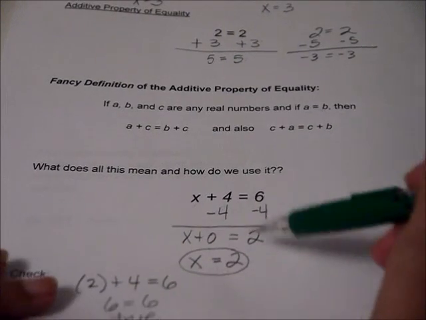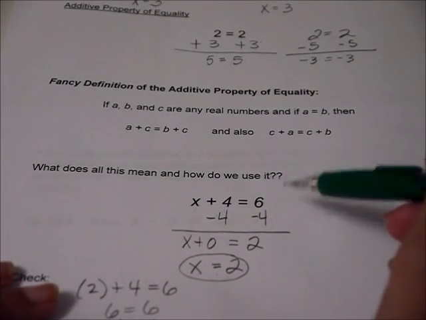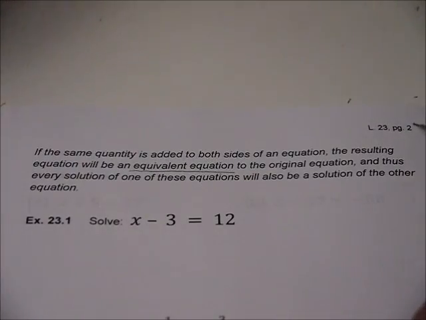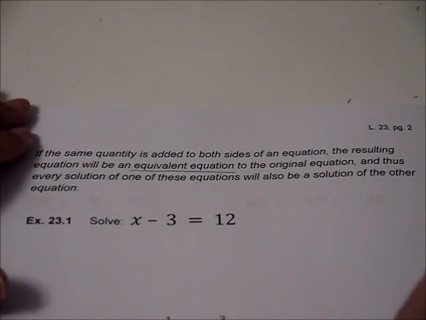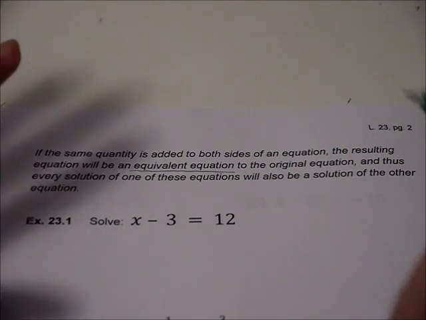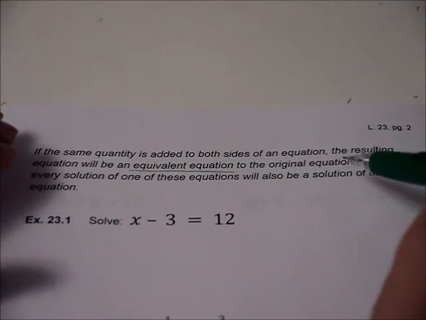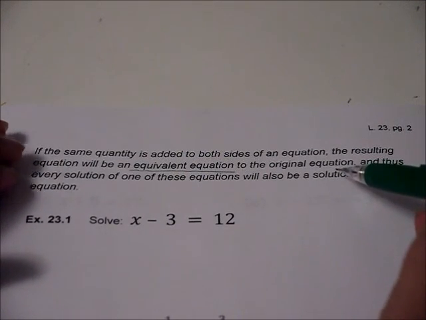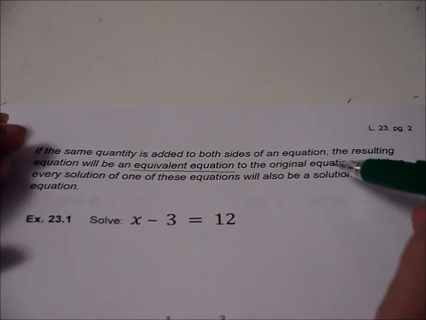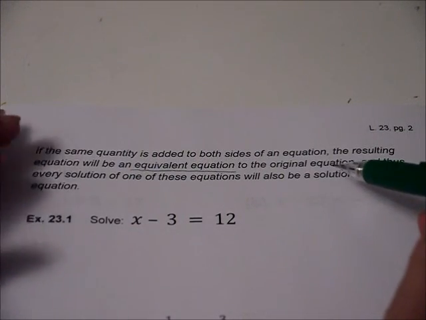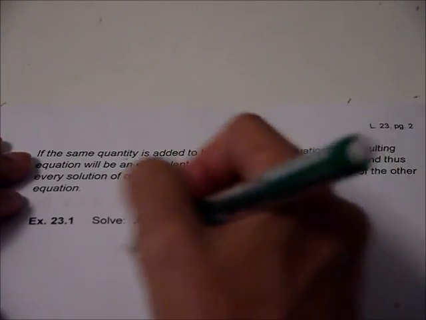So what they're saying is we can manipulate equations legally without messing anything up. And thus every solution of one of these equations will always be a solution of the other equation. Okay, so basically this is a way to explain what we just did mathematically by using an English paragraph. Okay, so let's do this again.